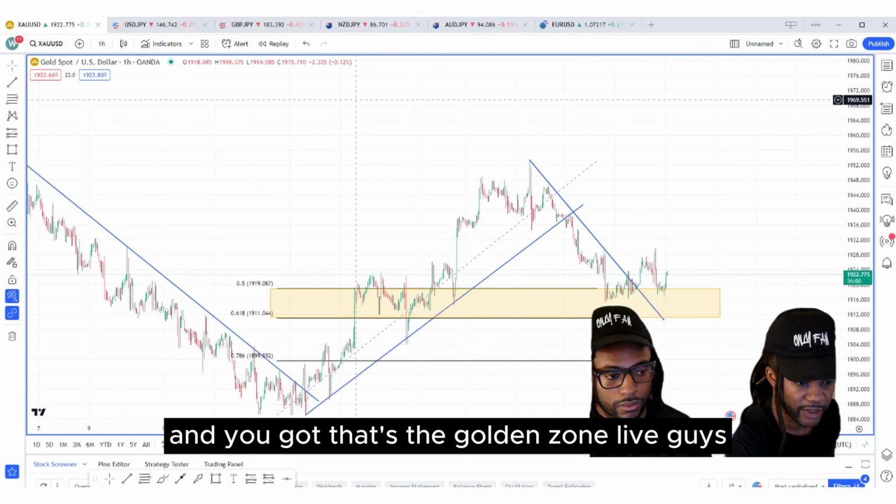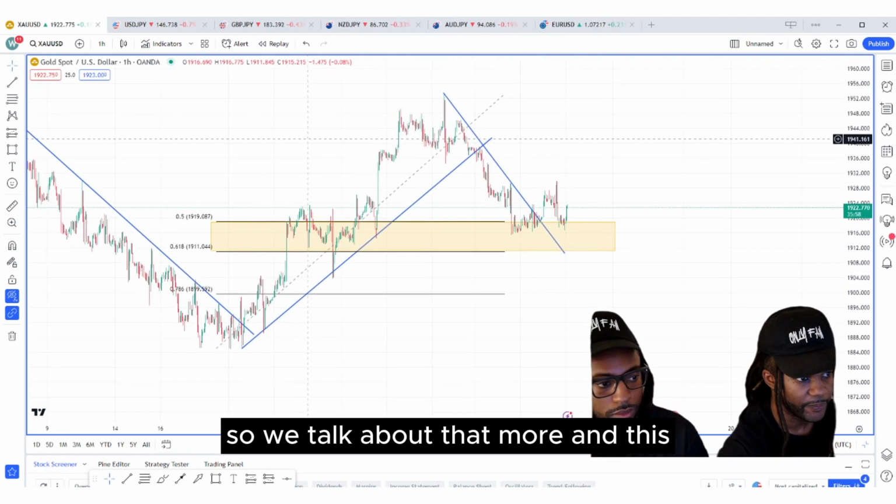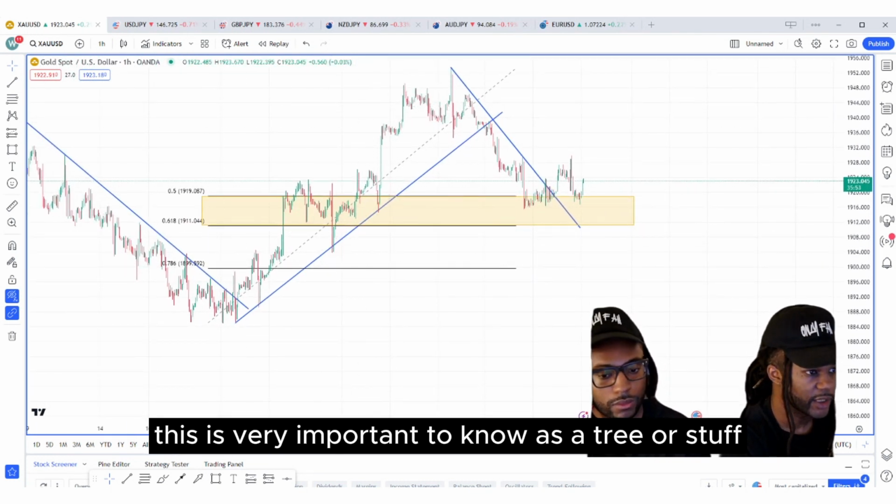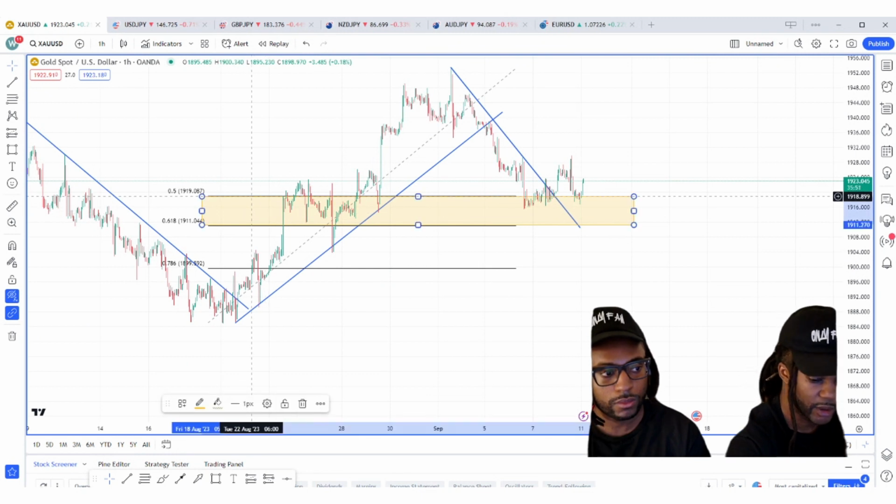That's the golden zone live, guys. We'll talk about that more. This is very important to know as a trader, and it's going to help you too.